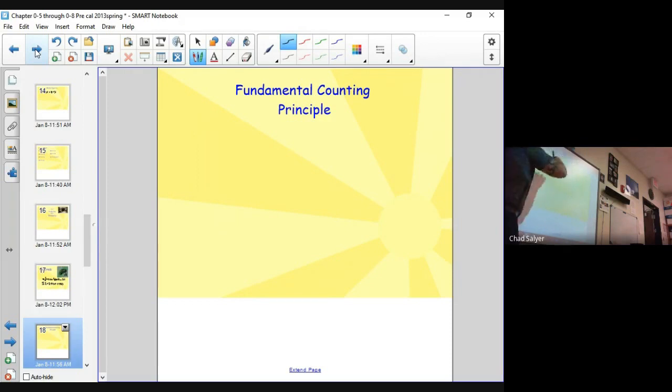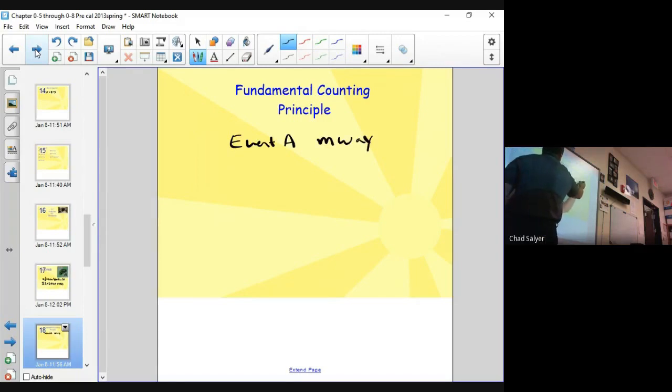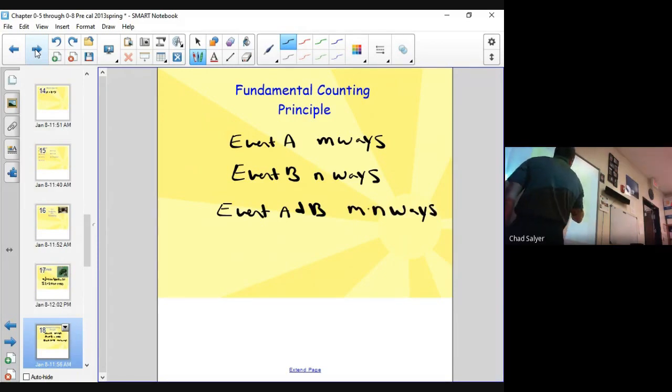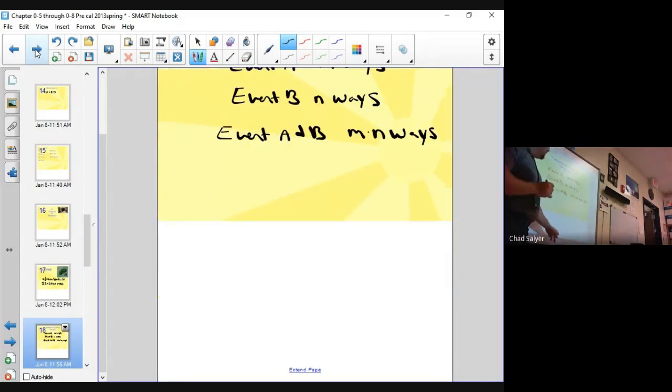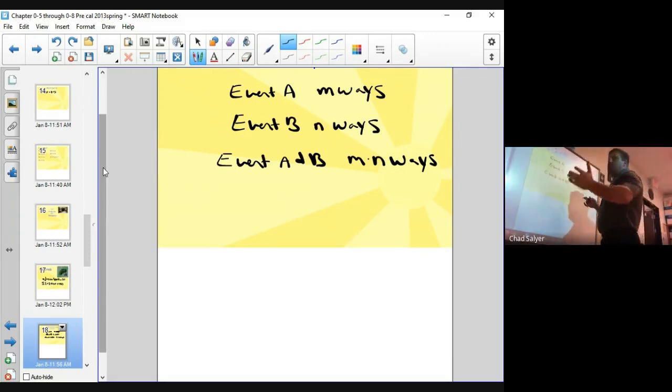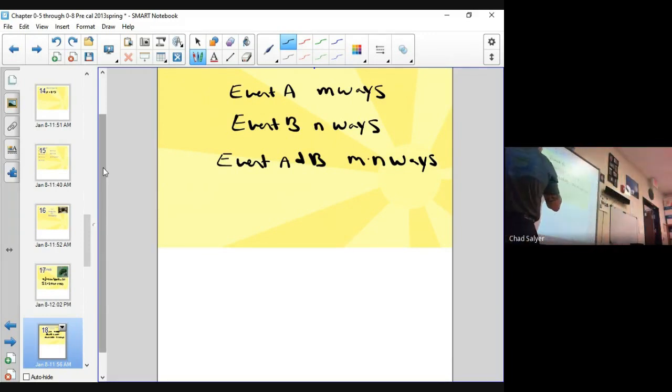Fundamental counting principle. So the fundamental counting principle says if event A can happen in m ways, and event B can happen in n ways, then event A and B can happen m times n ways together. So let's just say, for the sake of argument, you're picking out an outfit, and you've got 5 shirts that you like to wear to school. So event A will be picking a shirt, and it can happen 5 ways.